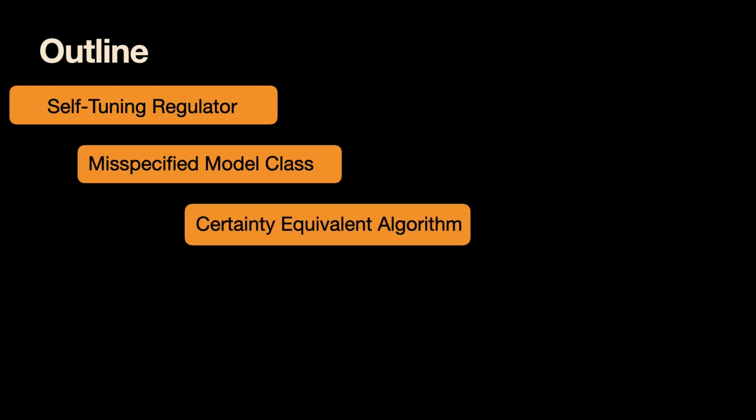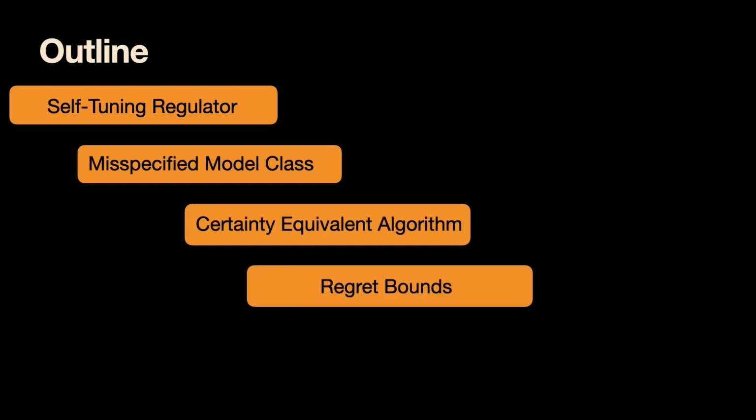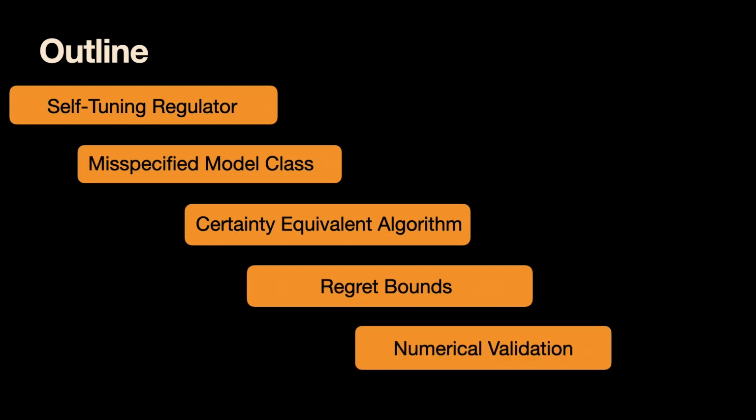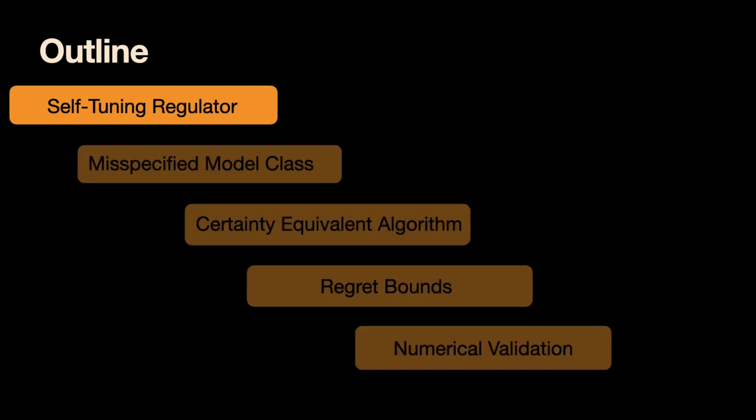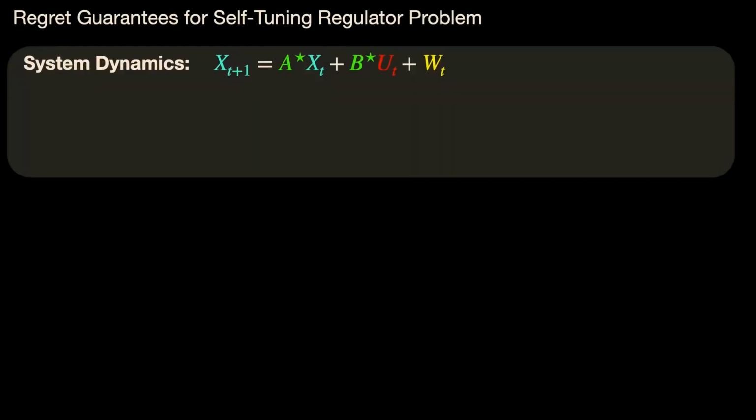Okay, so with this motivation in mind, we're going to start off by just outlining the problem with the definition of the self-tuning regulator problem and our description of the misspecified model class. We'll use this to define our algorithm, which is designed basically to obtain our theoretical guarantees on the regret. At the end, if we have time, we'll look into some numerical validation, basically checking that the regret bounds we find are indeed what happen in practice.